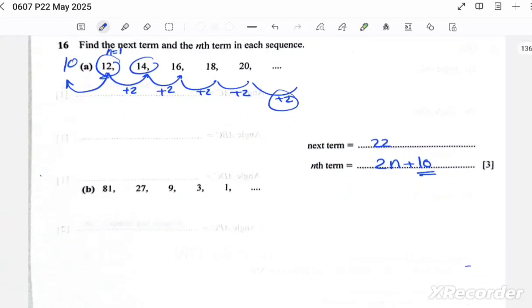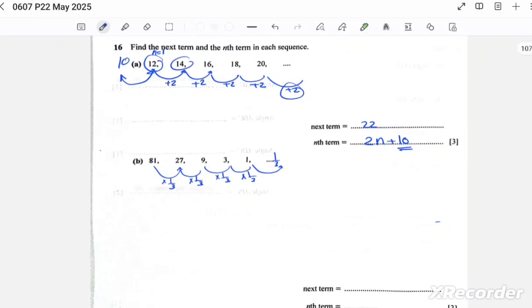The same. I mean, it's a sequence, but let's check the same. What's happening from 81 to 27? Like you multiply by 1/3, or you divide by 3. It's the same. So you divide by 3, you divide again by 3, 1/3. Okay. So what do you expect the next one to be? Oh, 1 times 1/3, it's 1/3. So you know that the next term is 1/3.